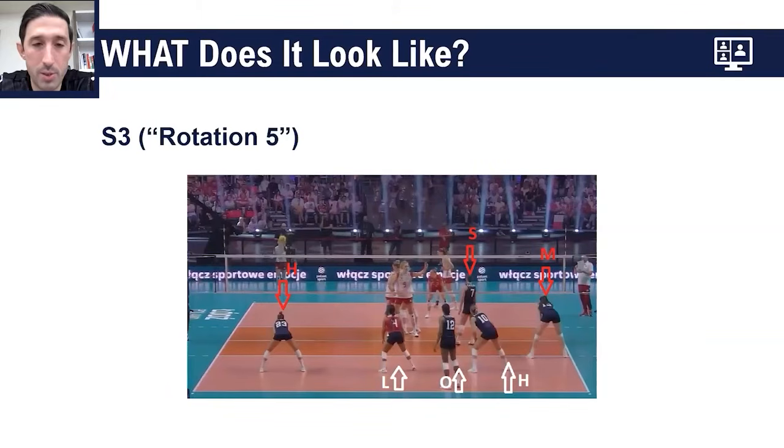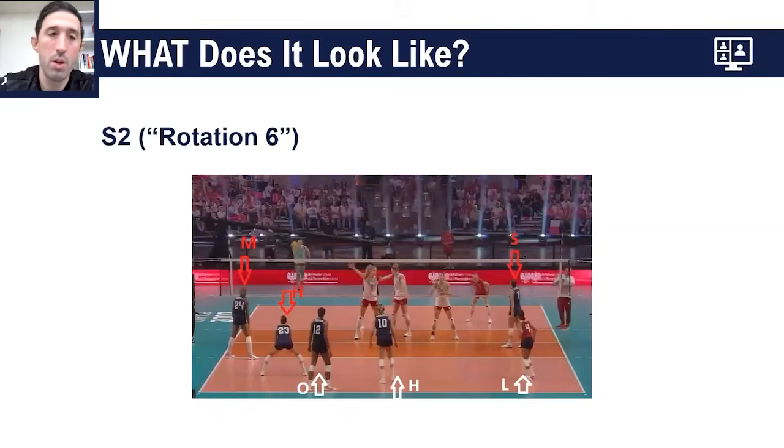You may use your opposite as a passer. That could be a DS. It's not uncommon in club volleyball, like we talked about. There's a front row right side hitter and a back row DS. So you get to choose that a little bit, whether you want to have that player in or out of serve receive. Then you have setter 2, rotation 6.